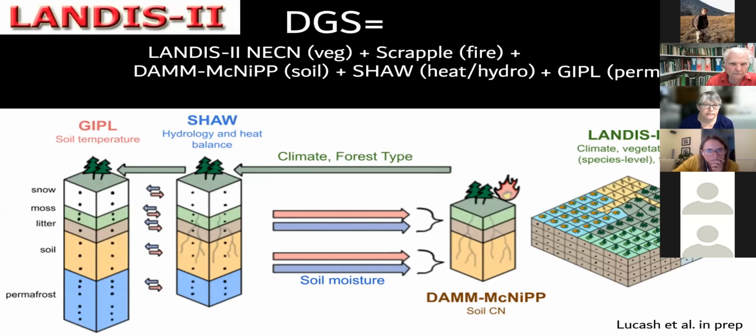And the final component that we added was GIPL, which I always think of as the gold standard of permafrost modeling, with Dmitry and Vlad. And as you can see here, GIPL simulates soil temperature at all these different nodes within that soil profile of Landis. So snow, moss, litter, soil, and permafrost. And I think we have about 75 soil nodes within the permafrost. Probably more like 90. And then you have maybe 30 within the rooting profile of the vegetation.